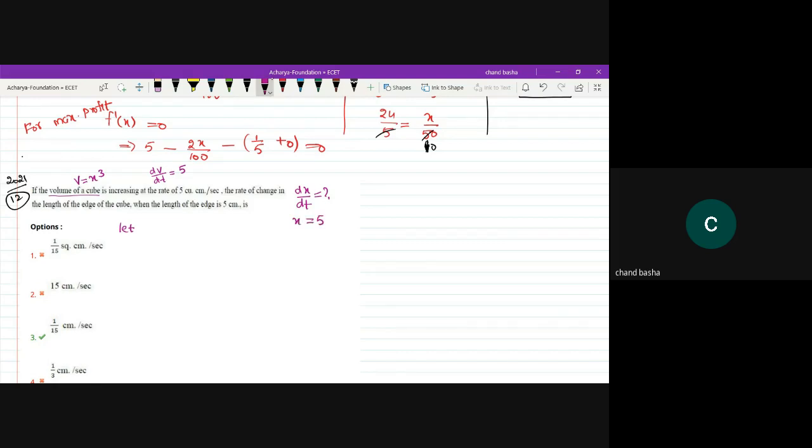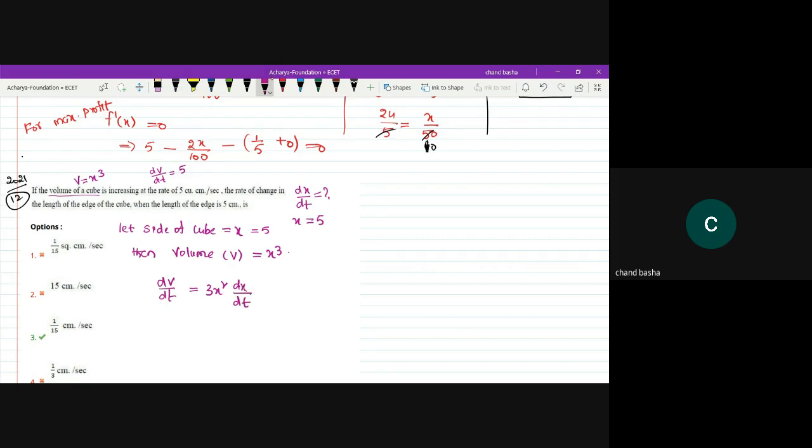The question is very simple. Let each side of the cube be x. This is given to you as 5, right? Then the volume of the cube V is equal to x cube. Differentiating it, dV by dt is equal to 3 times x square dx by dt.